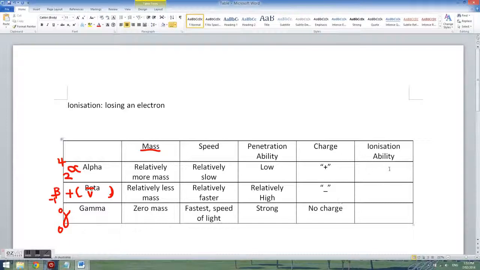Now, let's go through the ionization ability. Just to remind you, ionization means loss of an electron, losing electrons. Basically, let me change the definition. It means losing electrons. Doesn't have to be one. Now, since alpha particles are positively charged, when it travels through, it attracts electrons. So the ionization ability is high.